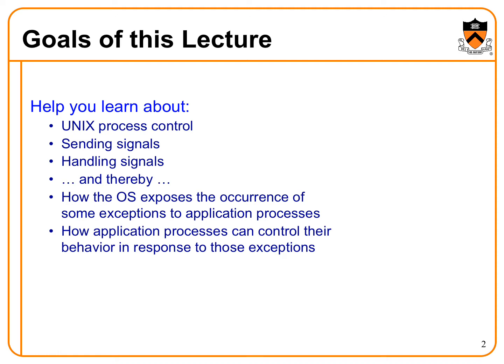But there's one more type of exceptional control flow to discuss, and this one can actually result from one process impacting the execution of another. So in today's lecture, we're going to discuss signals, both at the shell level, how to deliver them to a process, and at the code level, how to handle them in your programs.